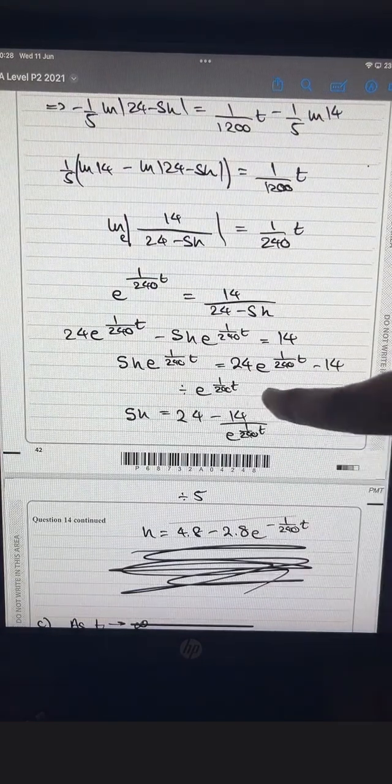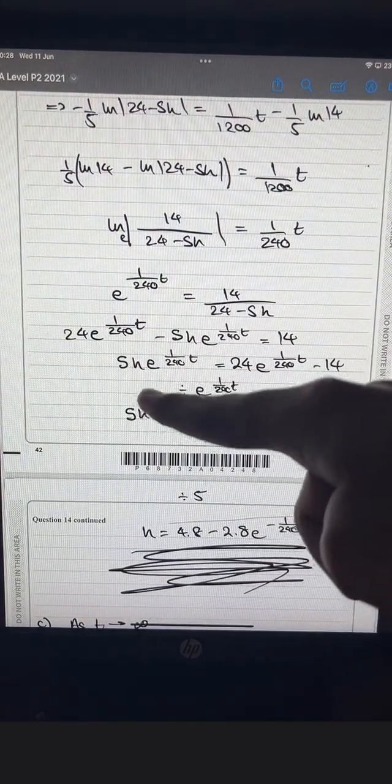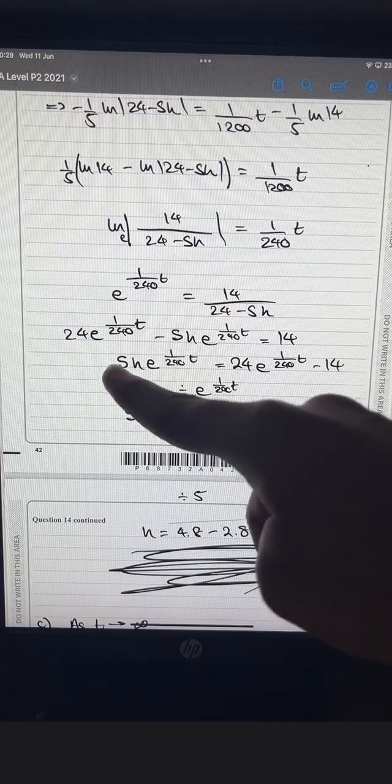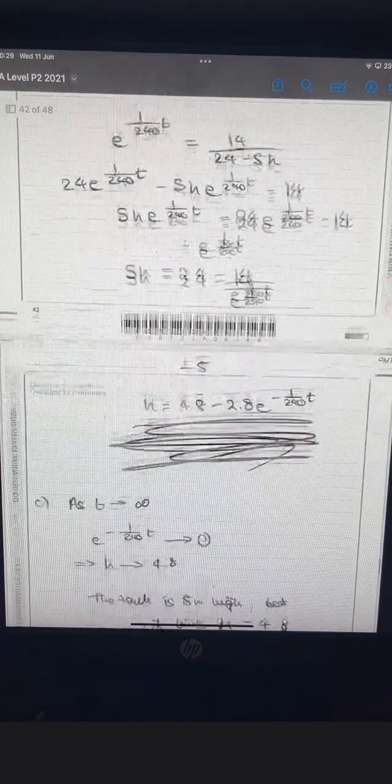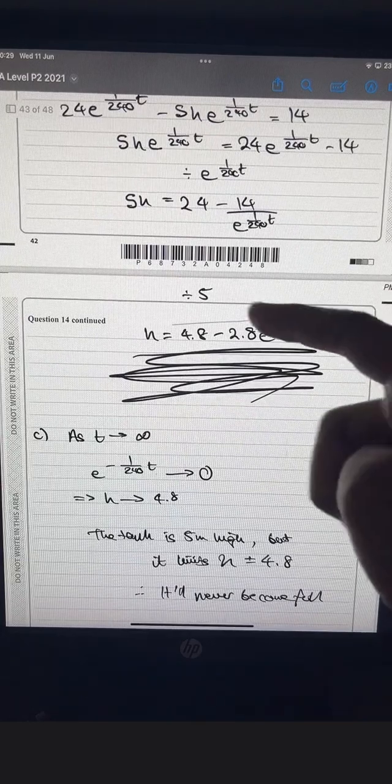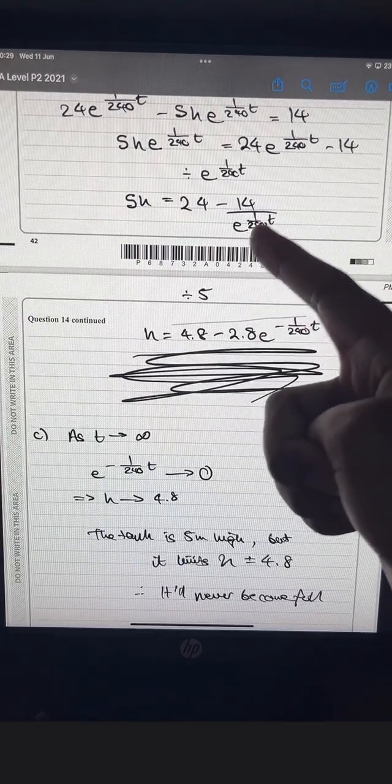All I have to do to get h alone is divide by 5e to the 1 over 240t. I did that in 2 steps, but then once I divide through by that, I get the answer they wanted. I just noticed that e to the 1/240t, if I make this a negative power, I can bring it up, which is what they wanted in the question.